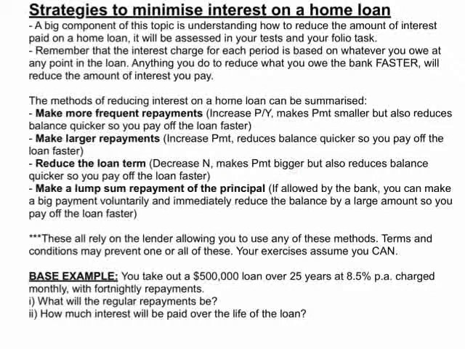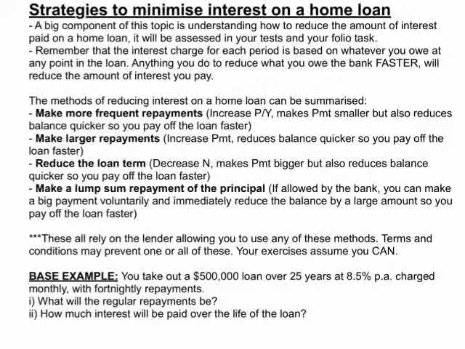And the last one is making a big lump sum repayment of the principal. So if you're allowed to by the bank, you can decide to make a big voluntary payment, and that immediately reduces the balance by a large amount, and you end up paying the loan faster because, well, the balance was reduced.